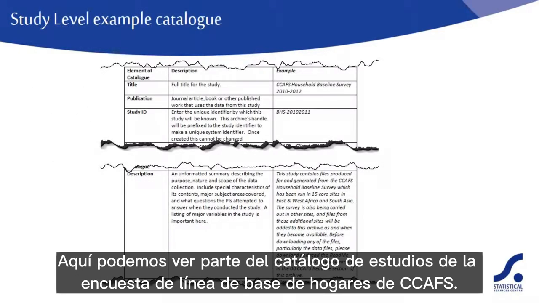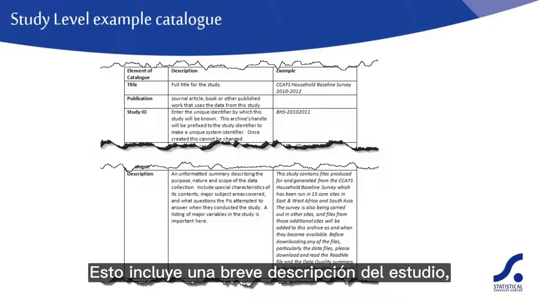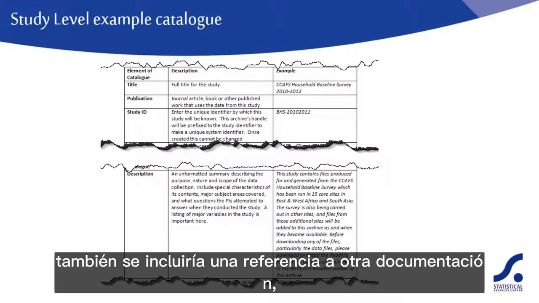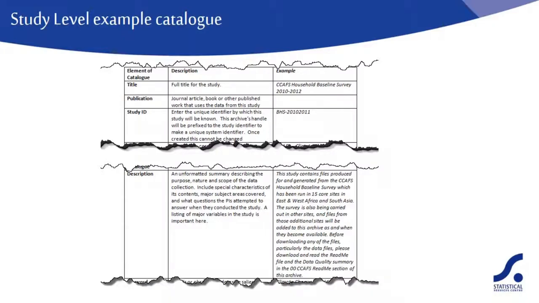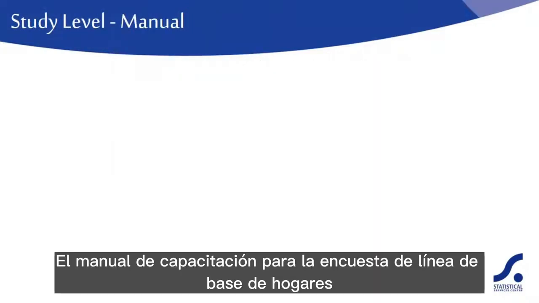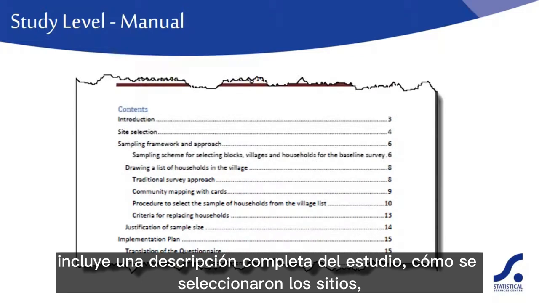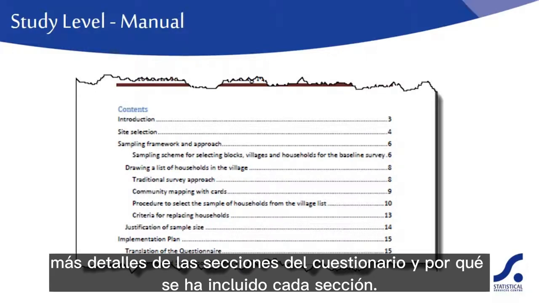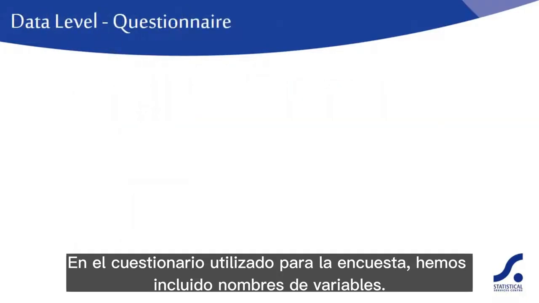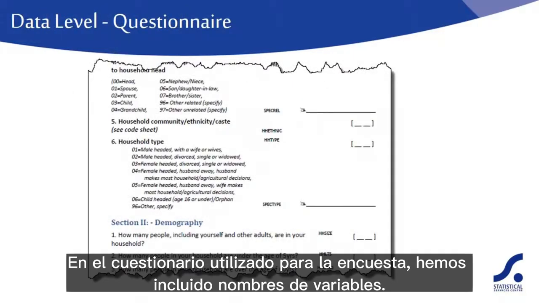Here we can see part of the study catalogue for the CCAF's Household Baseline Survey. This includes a brief description of the study. Also included would be a reference to other documentation, in this case the training manual. The training manual for the Household Baseline Survey includes a full description of the study, how sites were selected, the sampling methods used, the implementation plan, plus details of the sections of the questionnaire and why each section has been included.